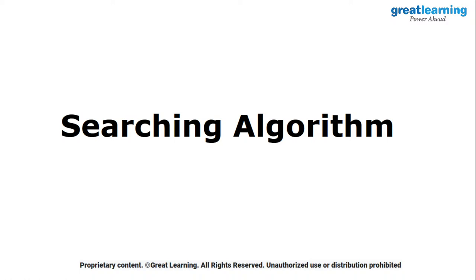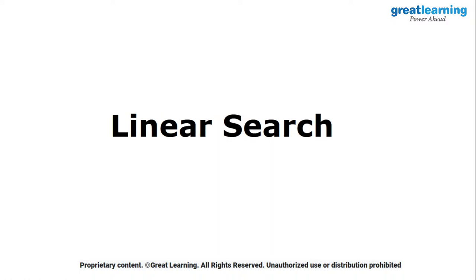Okay, so now let's see what a searching algorithm is. First, we are going to talk about linear search. Briefly, CP: yes, competitive programming.